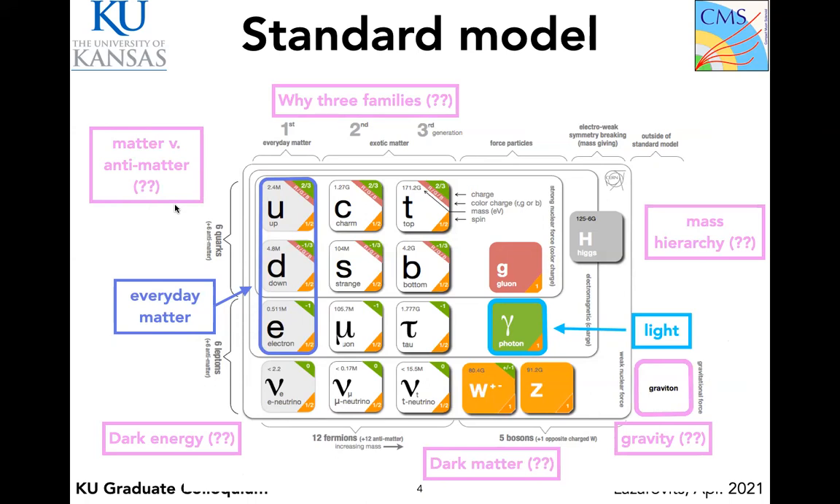The structure of the standard model is also something that's currently under study. So we have these three generations or families, and we don't know why there's specifically three, why are there not two, why is there not four? So that's another question that the standard model poses.